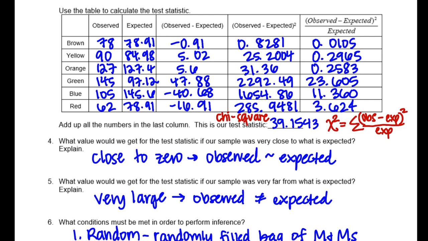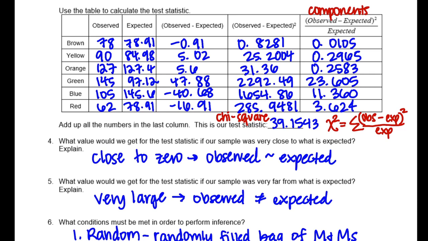And so numbers 4 and 5 are just talking about what value we will get if our observed were very close to our expected. Well, observed minus expected, if the two numbers are really similar, then that would equal about 0. If the two numbers are really different, then when we subtract them and square it, we get really large numbers. So here's an example. Here's brown: we had 78 observed and 78.91 expected. So that's very close. These are called components, and that component was really close to 0.